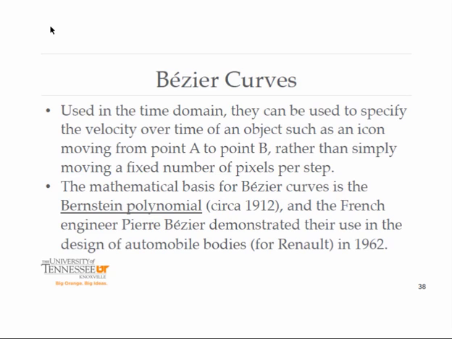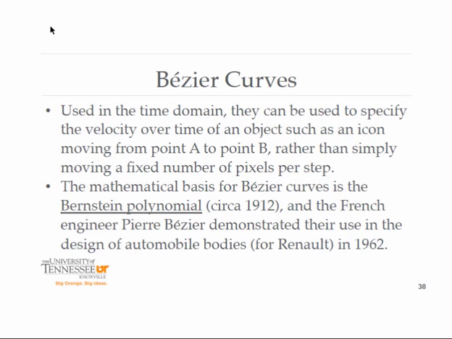Bezier curves can be thought of as applied in the time domain, in the sense that they could be used to specify the velocity over time of an object, such as moving from one particular point A to another point B, rather than simply moving a fixed number of pixels per step. So it's a technique that can be used in computer graphics to control the motion of an object.